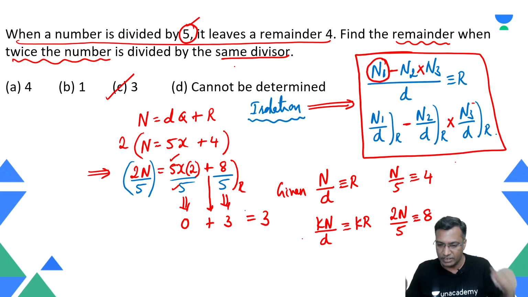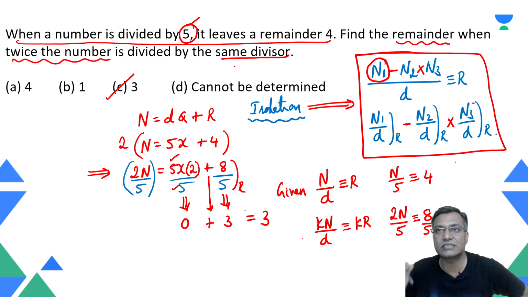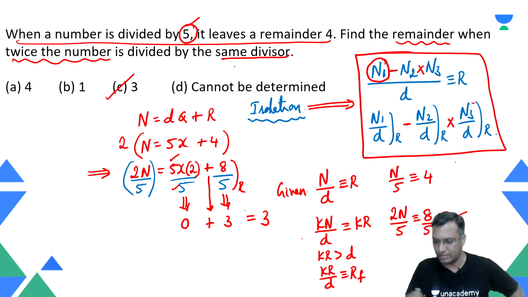But the point is, the divisor is 5. When you divide a number by 5, you cannot say that 8 is going to be my remainder. And hence, you divide this by 5 once again and call the final remainder 3. What am I trying to say? When k times r is greater than the divisor, divide k times r by the divisor and find the final remainder.